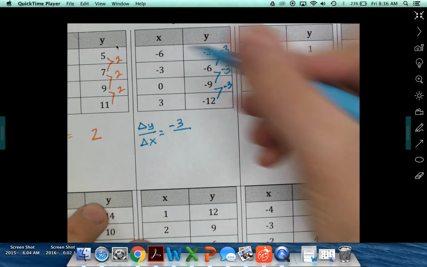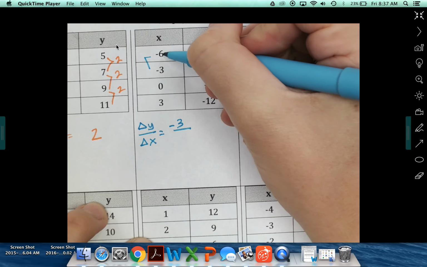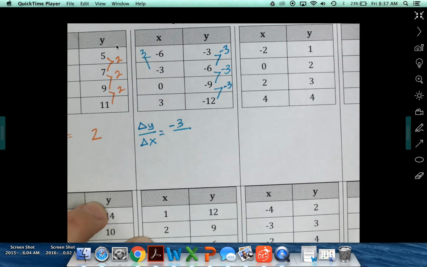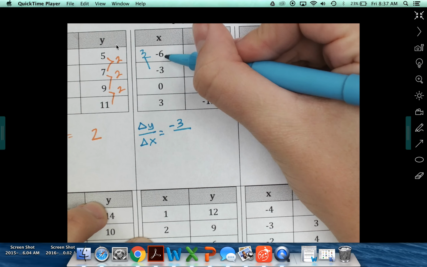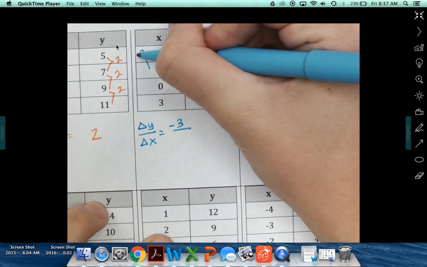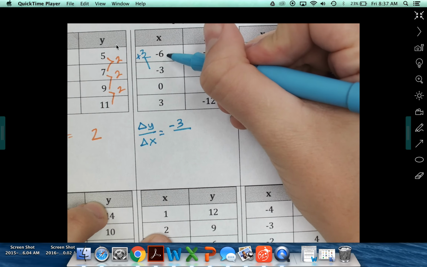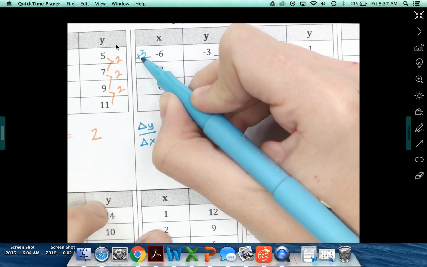Okay? Our change in x is -3, or -6, excuse me, to -3. That's a change of 3. Now we need to think, is the number getting bigger or smaller? Okay, and the number's getting less negative. From -6 up to -3, that's an increase of 3. If someone went from owing $6 to owing $3, that means they got positive 3.